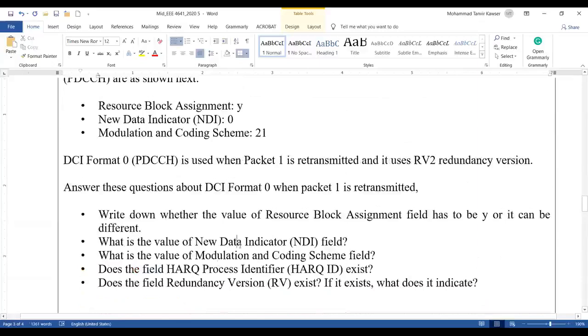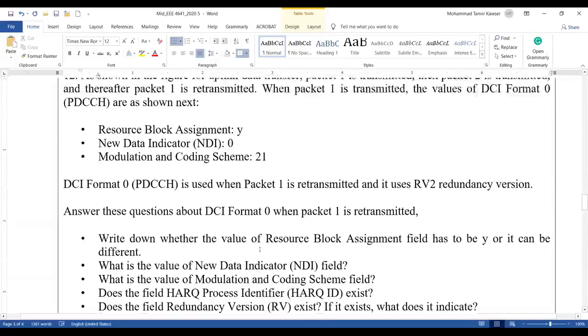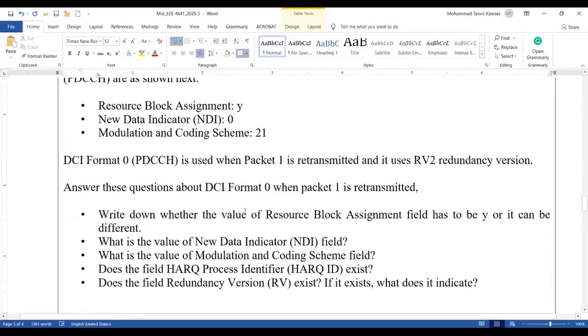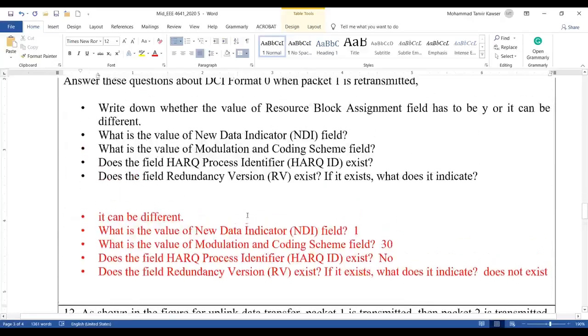Then the value of NDI works the same way as you have for downlink. You had 0 for the first transmission of packet 1. Then for packet 2, it's a new transmission, so you toggle. It toggles to 1. And thereafter, for the retransmission of packet 1, you don't toggle again. It does not toggle. So it is 1. It retains the value of 1.